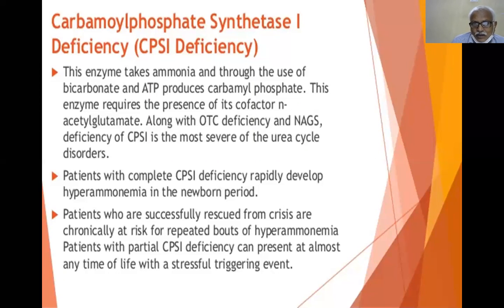This is the first step. All of you have written it in your exam nicely. So this enzyme requires the presence of its cofactor, N-acetyl glutamate. Along with OTC deficiency and NAGS deficiency, deficiency of CPS1 is the most severe of the urea cycle disorders. In the beginning itself, patients with complete CPS1 deficiency rapidly develop hyperammonemia in the newborn period. Remember this. This is for the present most important for your viva.